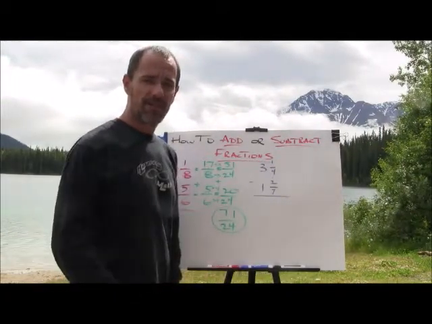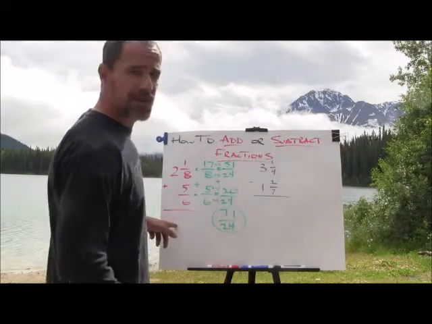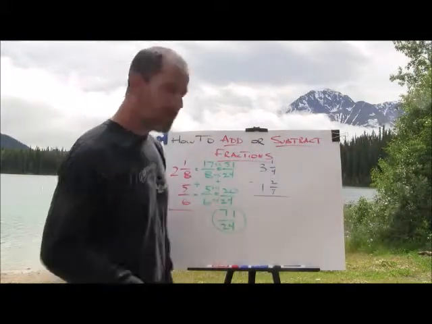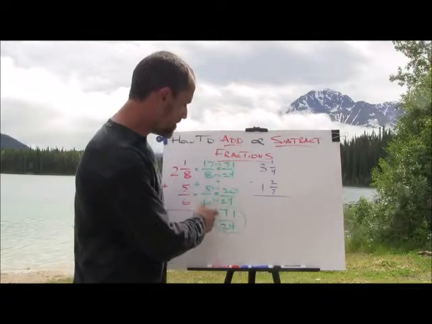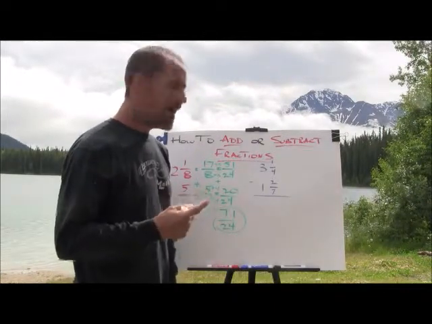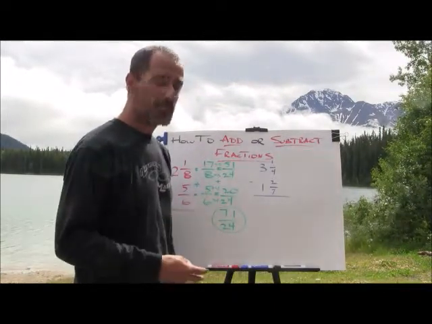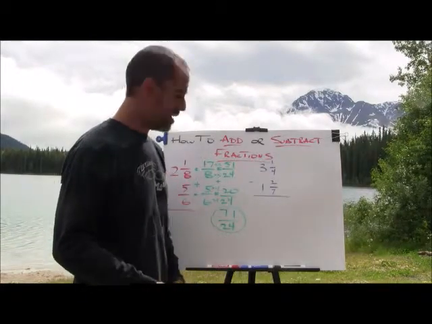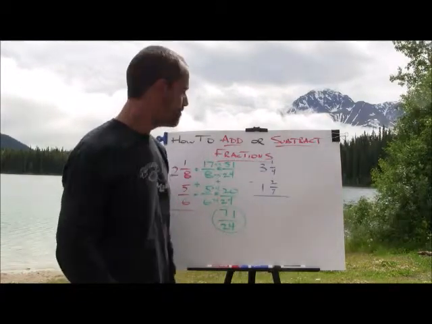Now, back to our original estimation. We said the answer should end up being about 3. Well, as it turns out, 24 goes into 71 2 and 23/24 times, which is pretty doggone close to 3. So we probably got it right.